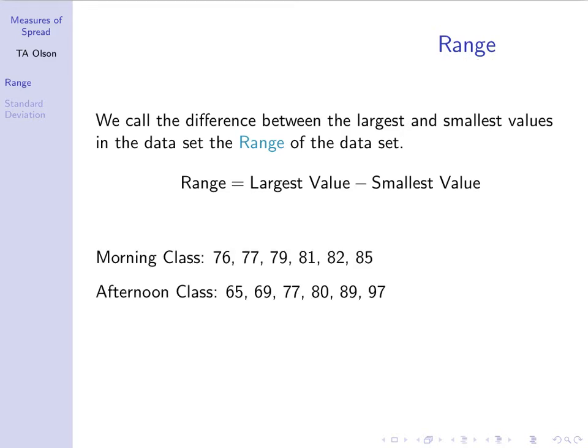And for our two data sets, in the morning our lowest is 76 and our largest is 85. In the afternoon, the smallest is 65 and the highest is 97. So in the morning, the range is 9 points. In the afternoon, the range is 32 points. And this is certainly a really nice, easy difference.